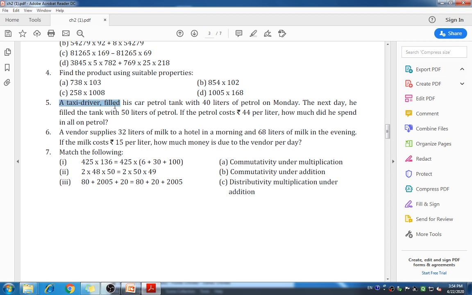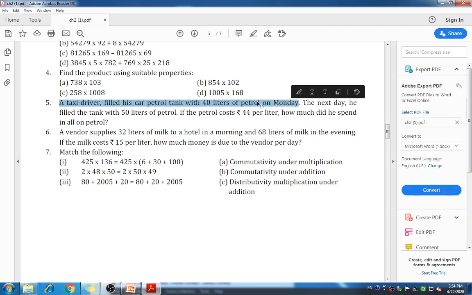A taxi driver filled his car petrol tank with 40 liters of petrol on Monday. The next day, on Tuesday, he filled the tank with 50 liters of petrol. Now look here. The total petrol is 90 liters. That is 40 plus 50 is 90.